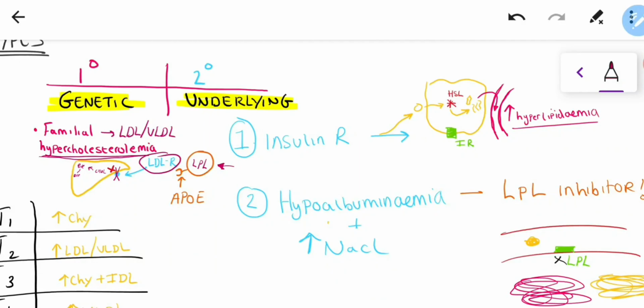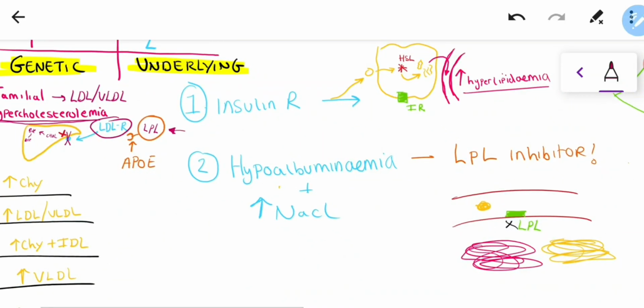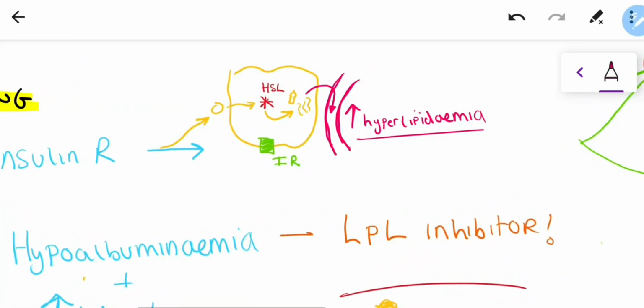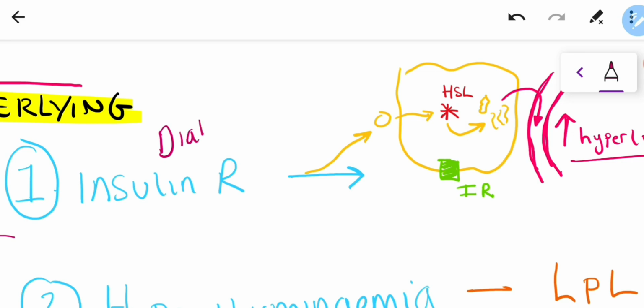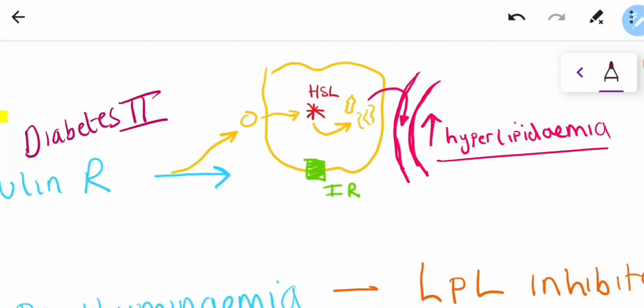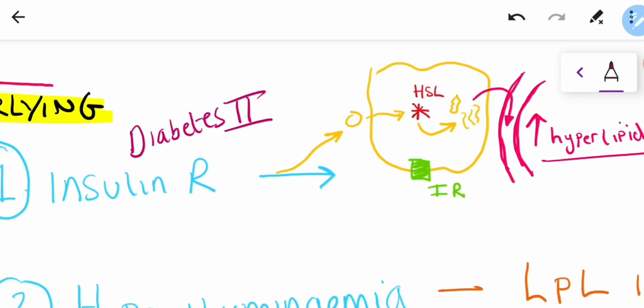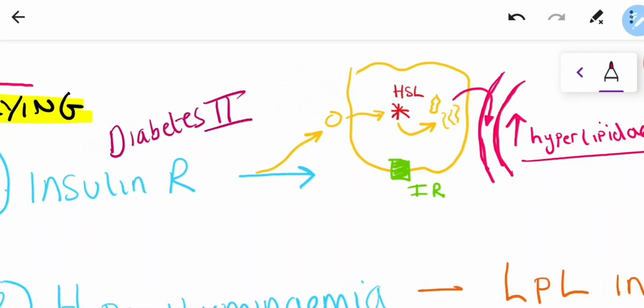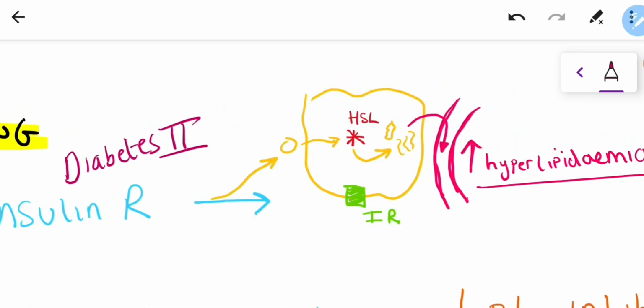Now, underlying conditions, the secondary type. The first type is insulin resistance. Obviously, when I say insulin resistance, diabetes type 2 should come to mind. A lot of people may already know that insulin is responsible for anti-lipolytic function, but sometimes we might forget what that actually means. If we have insulin resistance, there is going to be an abnormality, a dysfunction, in the anti-lipolytic function.